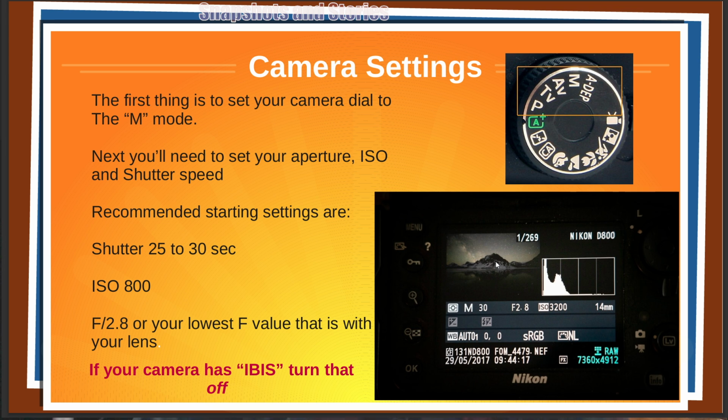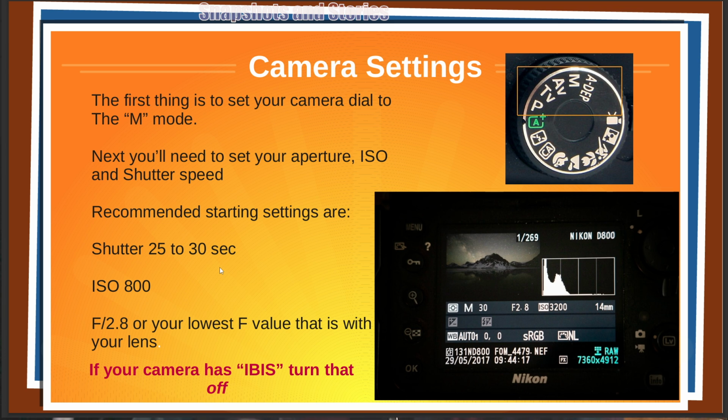So, camera settings. Let's get into that a little bit. The first thing you want to do is set your camera dial to the M mode, the manual mode. Next, you'll set your aperture, ISO, and shutter speed. The recommended starting settings for most lenses are a shutter speed between 25 to 30 seconds, because remember, this is a long exposure; ISO between 400 and 800, depending on your lens; and f/2.8, or whatever your lowest f value is with your lens.